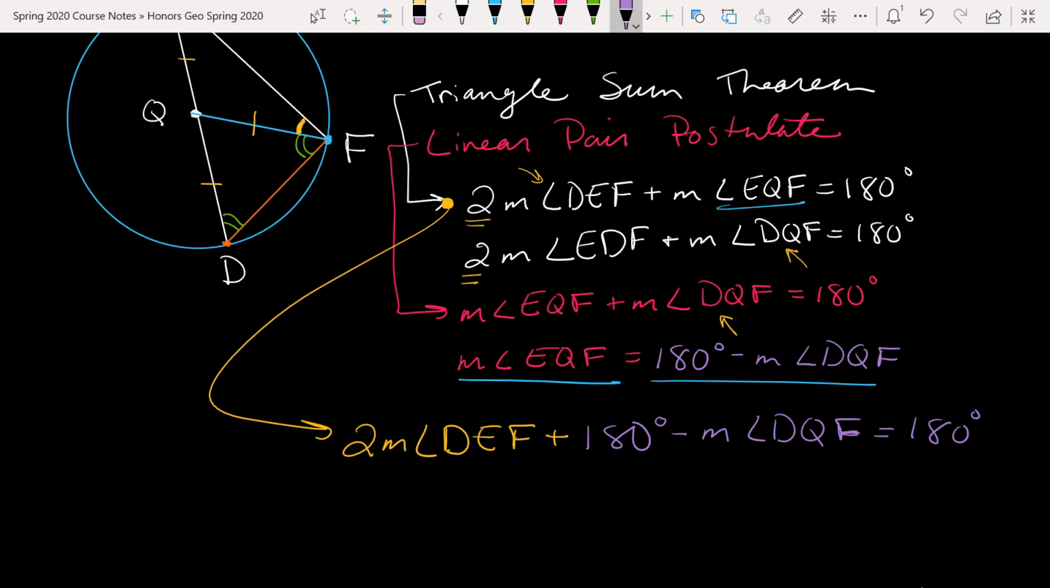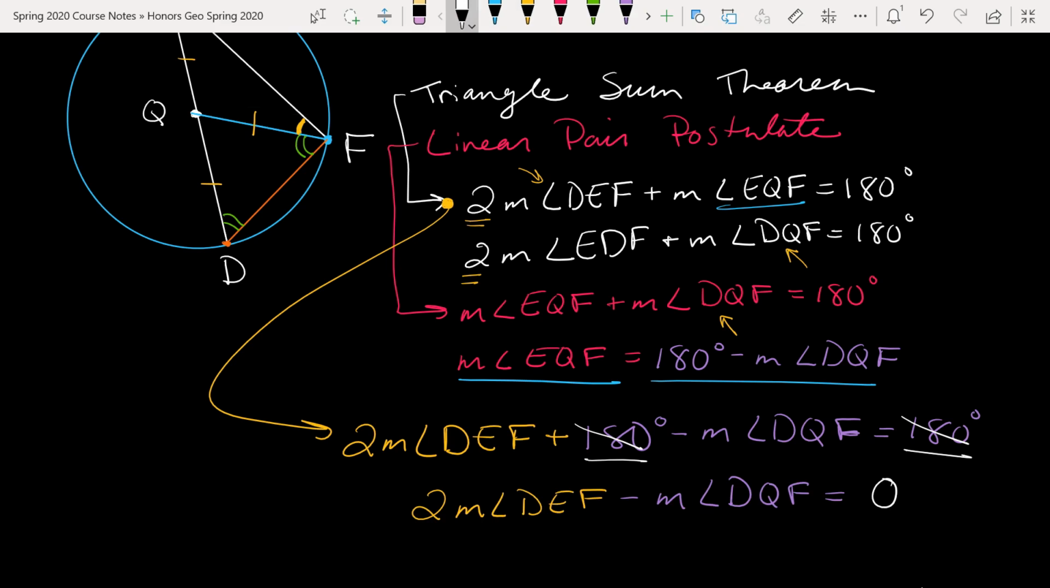Since we're seeking to find the relationship between the measures of angle DEF and DQF, let's see what we can algebraically do to this expression to make that comparison as clear as possible. Well, we've got a lucky break right at the beginning. 180 degrees appears on both sides of this equation. Let's just subtract 180 degrees from both sides. That simply cancels them out.